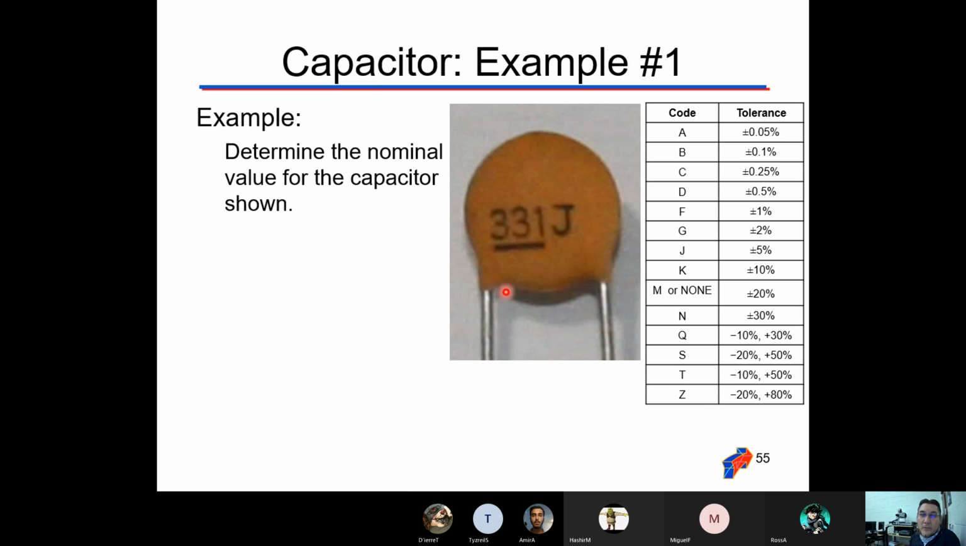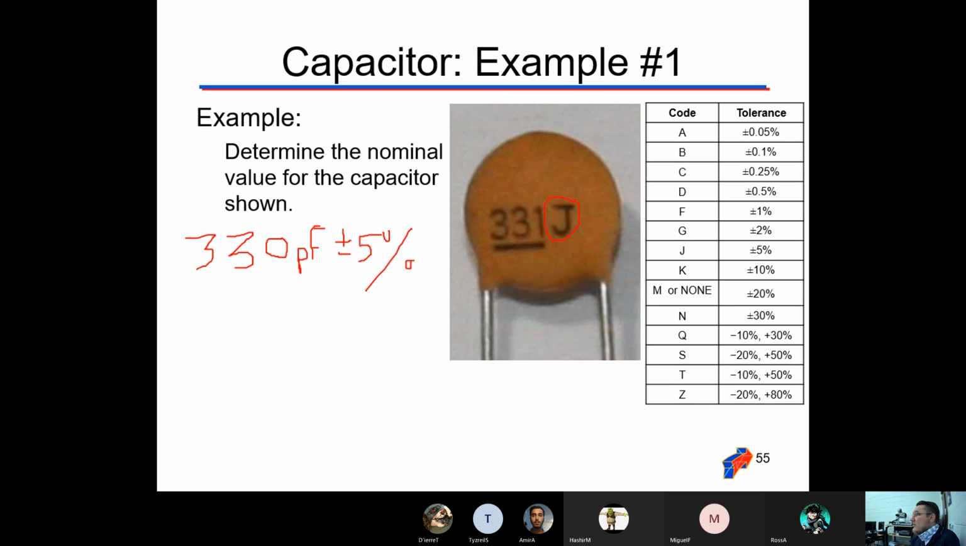Okay, so to determine the value of this capacitor, you would find your values. You have a 3, which is your first digit. 3 is your second digit. And then you have 1, which is the number of zeros. So that's 330. And remember, we're doing picofarads. Then we have the letter J. So we come over here to our chart, plus or minus 5%. And that's how simple it is.